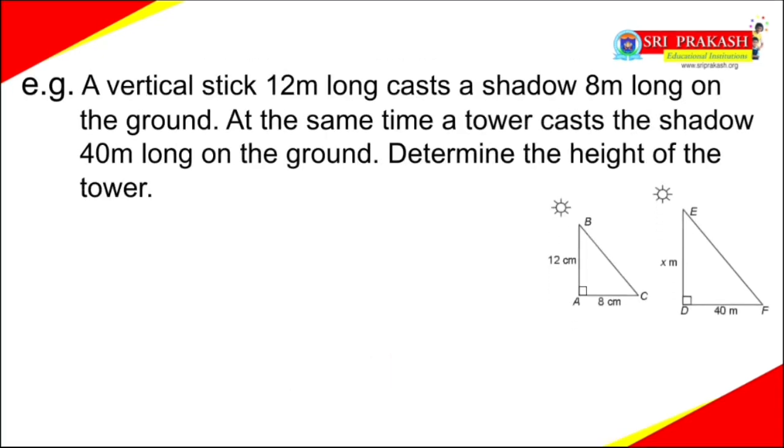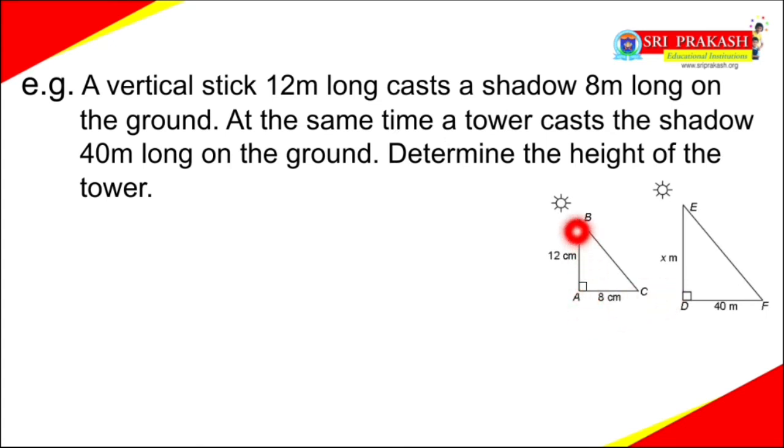Next, a vertical stick 12 meters long casts a shadow 8 meters long on the ground. At the same time, a tower casts a shadow 40 meters long on the ground. Determine the height of the tower. Children, in this problem, we can find the height of the tower by proving these two triangles as similar.